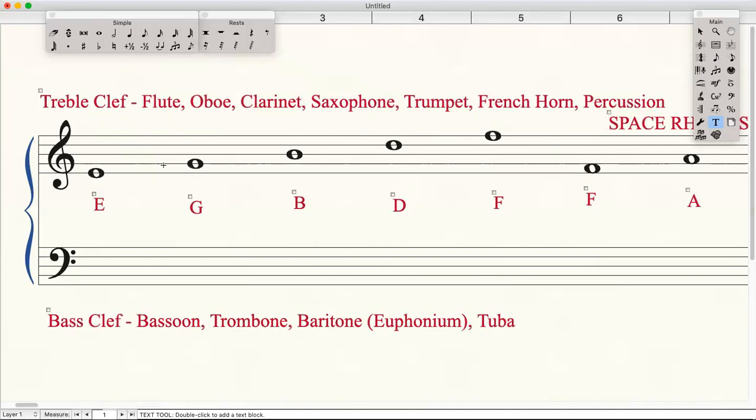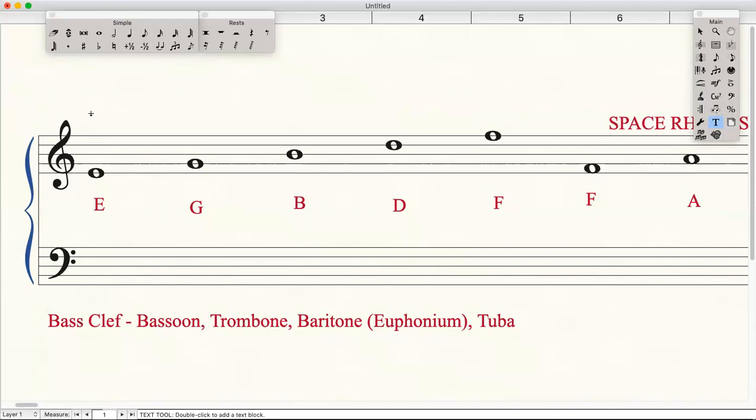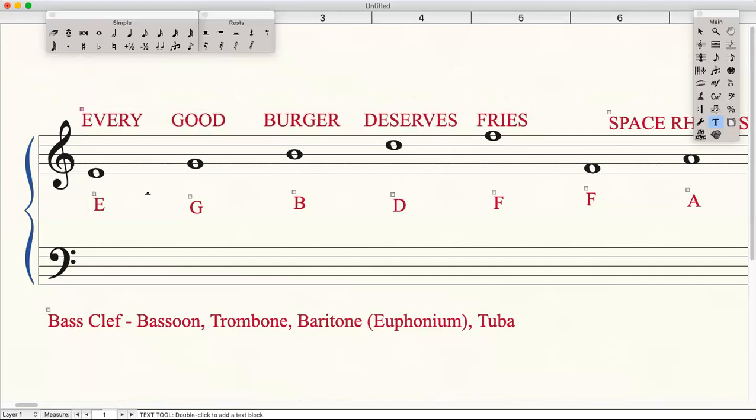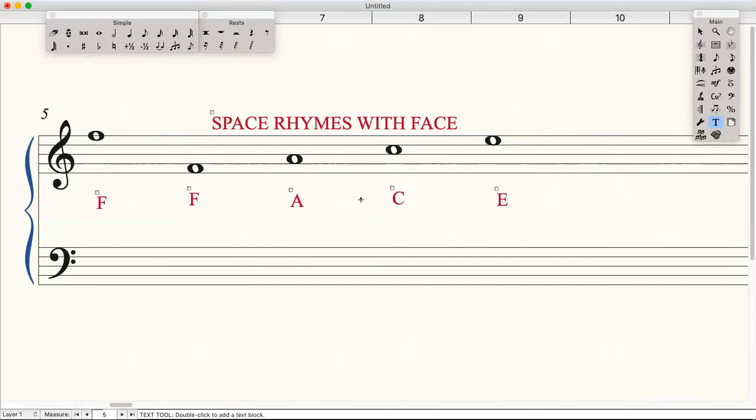So what's an easy way to learn the lines? I've heard different ways. I've heard Elvis's guitar broke down Friday. Every good burger deserves fries. You can come up with all kinds of different ways to remember that. Let's do every good burger deserves fries. And that should be a good way for you to remember the lines and the spaces, FACE. Take a second, if you will, and try to commit that to memory.